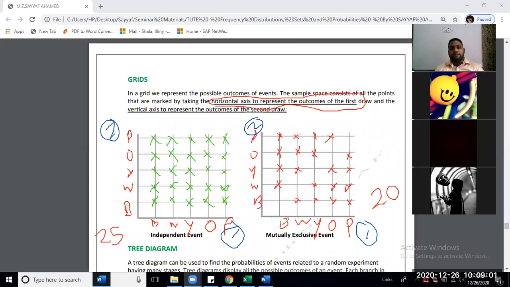Throughout the session, or throughout the syllabus, mutually exclusive and independent is very important. If one happens and it cannot happen again, it's mutually exclusive. If the same thing can happen again, it means it's independent. Okay, I hope it's clear for everyone.